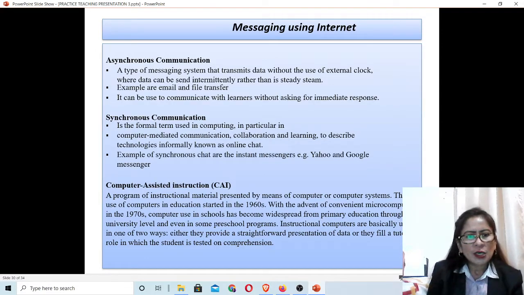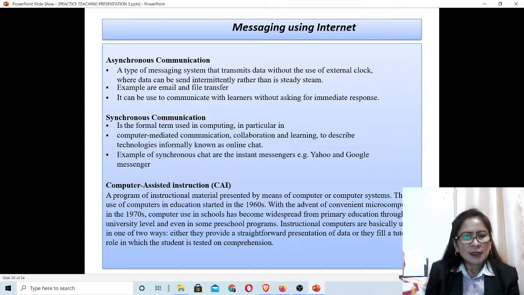Synchronous communication is the formal term used in computing, in particular in computer-mediated communication, collaboration, and learning, to describe technology informally known as online chat. Examples of synchronous chat are instant messengers, such as Yahoo and Google Messenger.